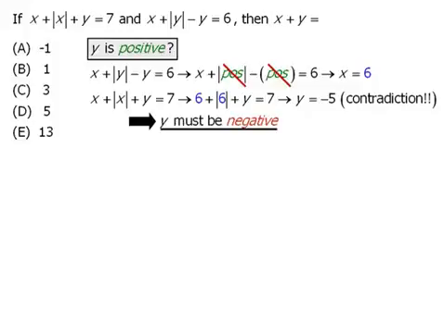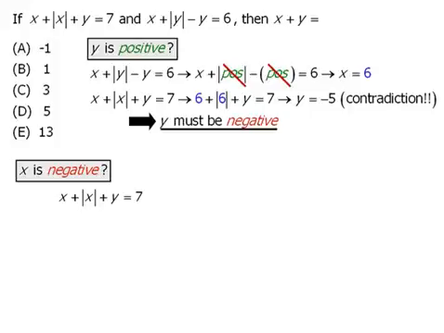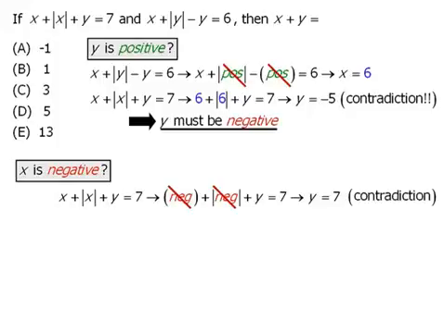Now let's examine x. Let's assume that x is a negative number. Let's see what happens when we plug this into our first equation. When we plug a negative number in for x, we see that our two terms here will cancel out, leaving us with y equals 7. However, we earlier determined that y must be a negative number, so once again we have a contradiction. So x cannot be a negative number, x must be a positive number.